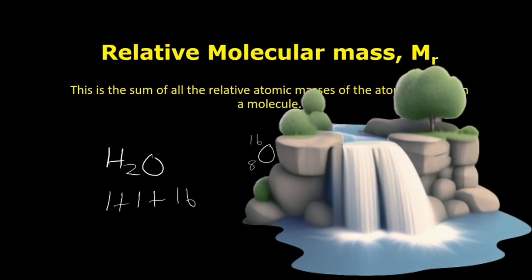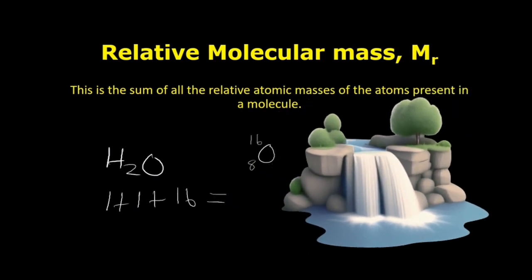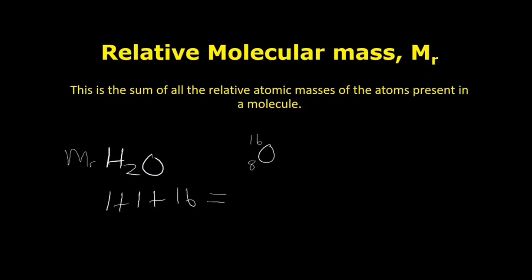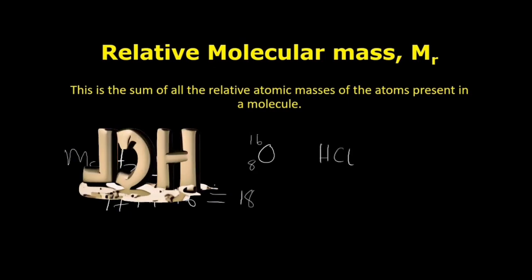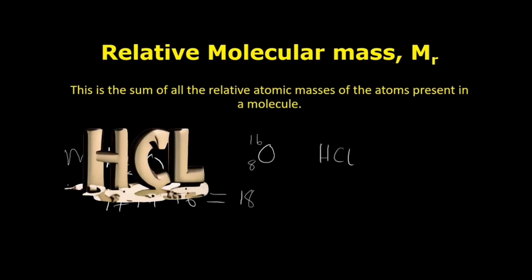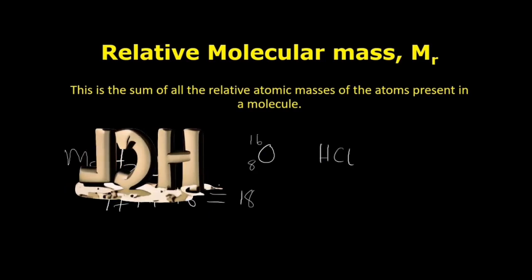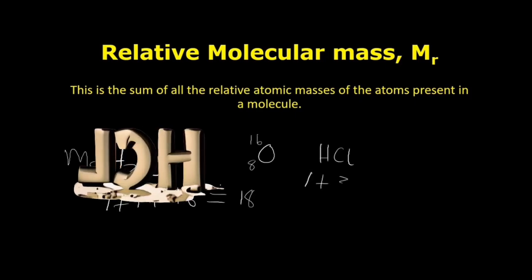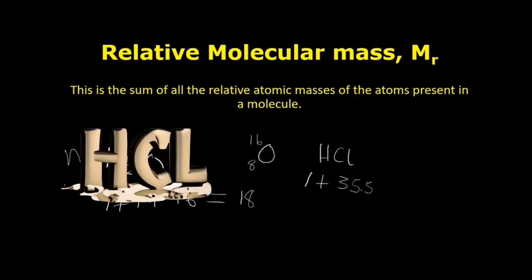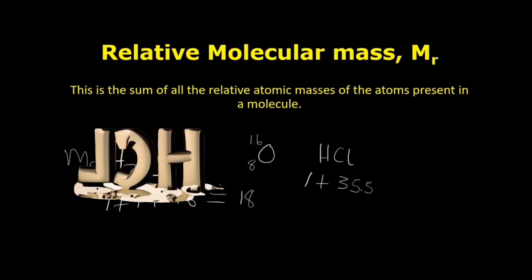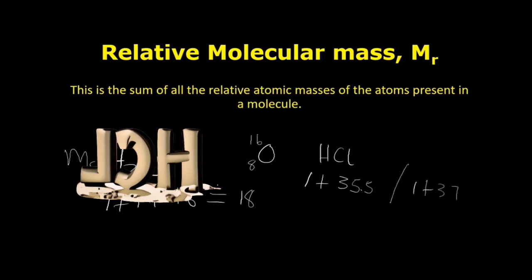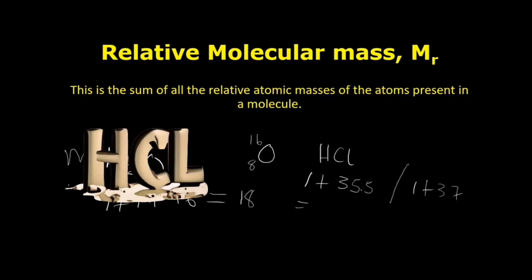So it will be 1 plus 1 plus 16, giving you 18, right? Another compound which we can use is hydrogen chloride, which has got 1 plus chlorine 35.5 or chlorine 37. These are two isotopes of chlorine. If it is chlorine 35.5, then the relative molecular mass is 35.5 plus 1, which is 36.5, which you can see here, or it will be 38 if it is chlorine 37.